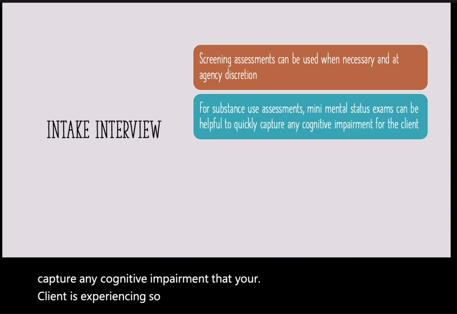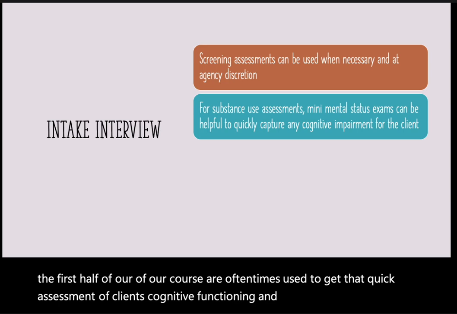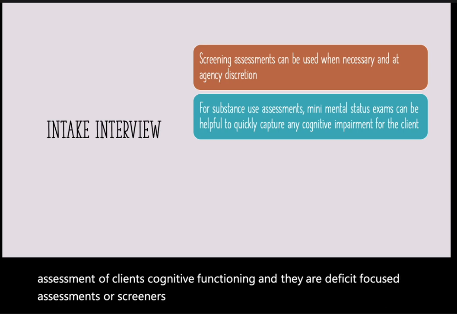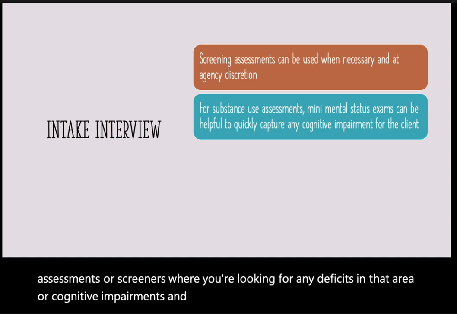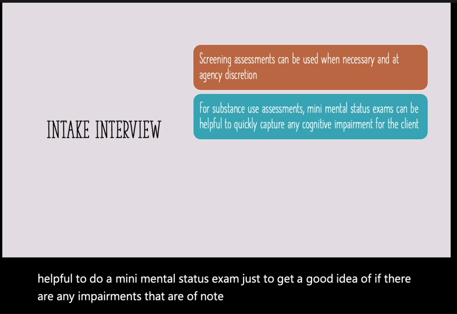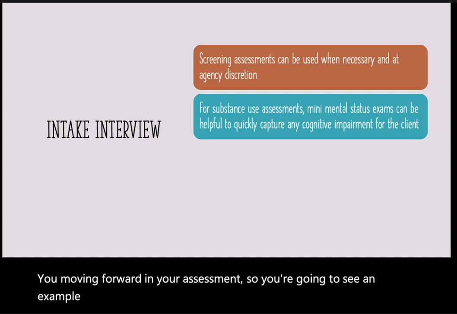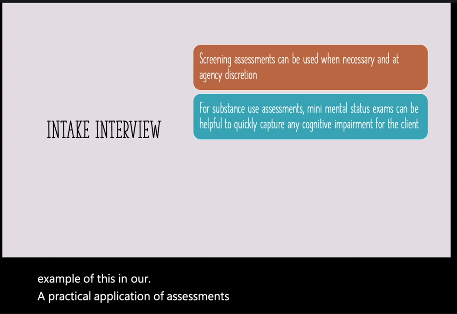So mini mental status exams, as we talked about in the first half of our course, are oftentimes used to get that quick assessment of a client's cognitive functioning, and they are deficit focused assessments or screeners where you're looking for any deficits in that area or cognitive impairments. And in substance use assessments, it can be helpful to do a mini mental status exam just to get a good idea of if there are any impairments that are of note for you moving forward in your assessment. So you're going to see an example of this in our practical application of assessments. So we'll talk a little bit more about that here in a minute.